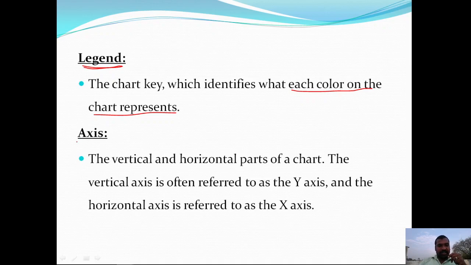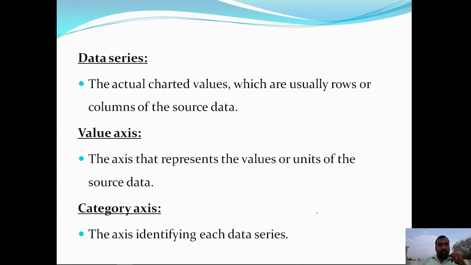Okay, then coming to the axis. We know that we have the x-axis and y-axis. These are the vertical and horizontal parts of a chart. The vertical axis is often referred to as the y-axis and the horizontal axis is referred to as the x-axis. Okay. Now data series, value series and category axis.